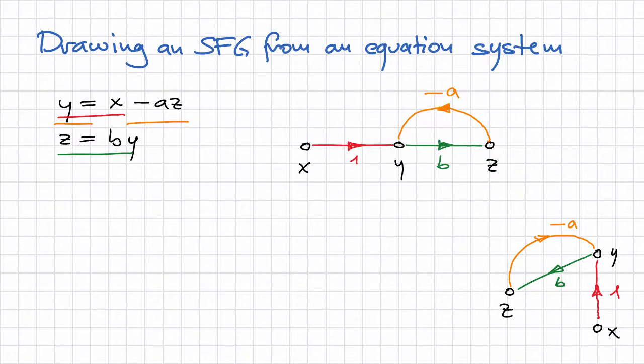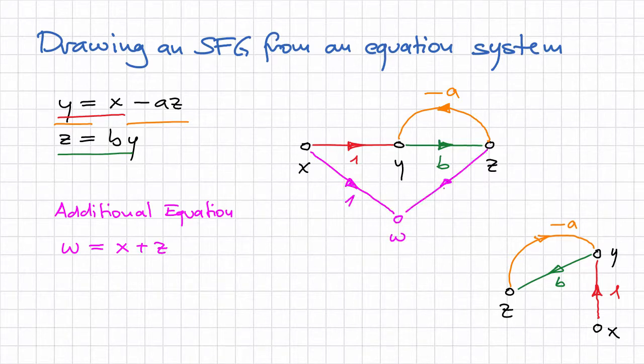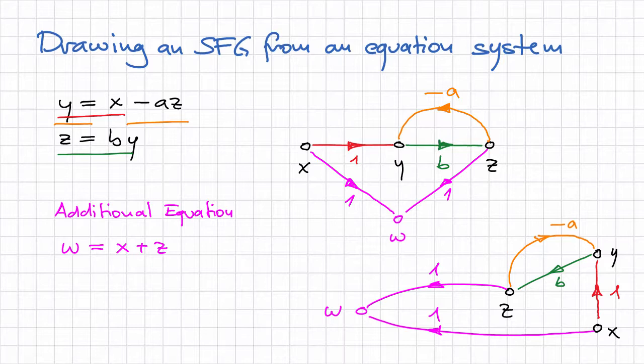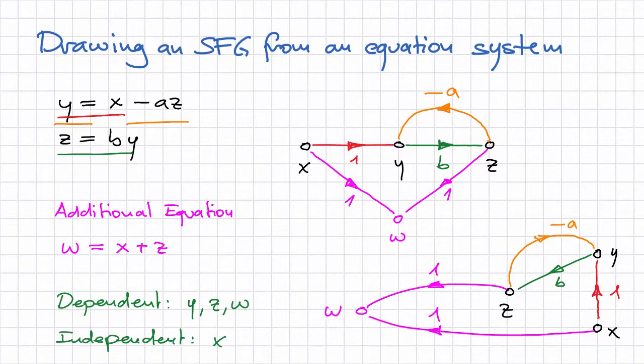It is also simple to add equations by just adding branches to our graph. When we do that, the two different versions of our signal flow graph already look quite different, but I can assure you that they describe absolutely the same thing. One big advantage of using signal flow graphs is that you can immediately recognize dependent variables y, z, and w simply because branches go into them, and independent variables x because branches only leave them.